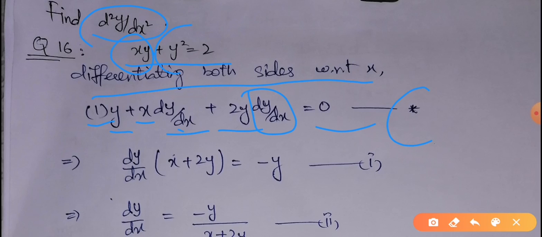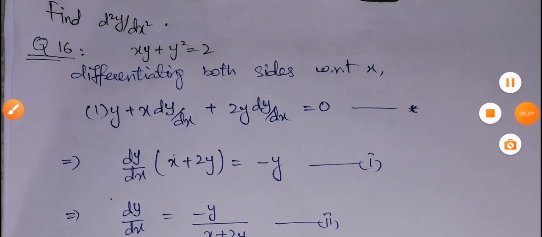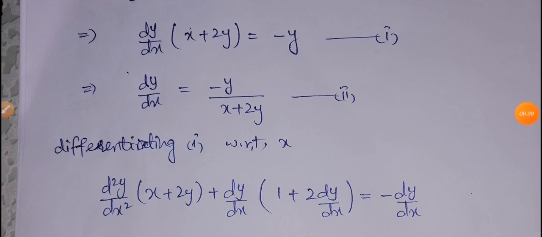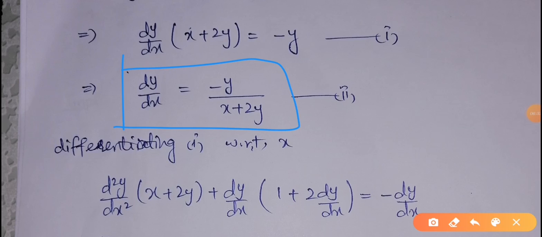Then I can take dy by dx common from this. So dy by dx into (x plus 2y) is equal to minus y. Let's name this equation 1, and then we can evaluate the expression for dy by dx, which is going to be minus y over (x plus 2y).